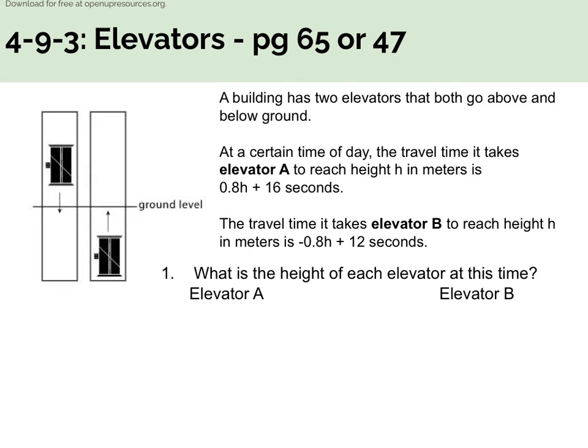All right, let's turn the page to 65 or 47. We are now going to talk about elevators. A building has 2 elevators that go above and below ground. At a certain time of the day, the time it takes for elevator A to reach height h in meters is 0.8h plus 16 seconds. The time it takes for elevator B to reach the height in meters is negative 0.8h plus 12 seconds. So number 1, what is the height of the elevator at this time?